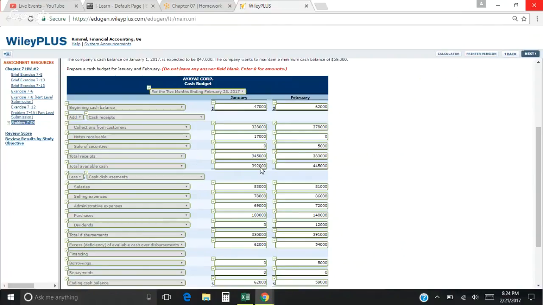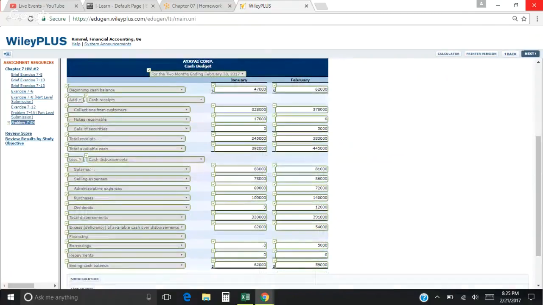So our total available cash is our beginning cash balance plus all of that cash receipts that we're going to receive in the month of January. So we have $392,000 in cash. Now we got to go and do some subtractions of all the cash disbursements that we have throughout the year.